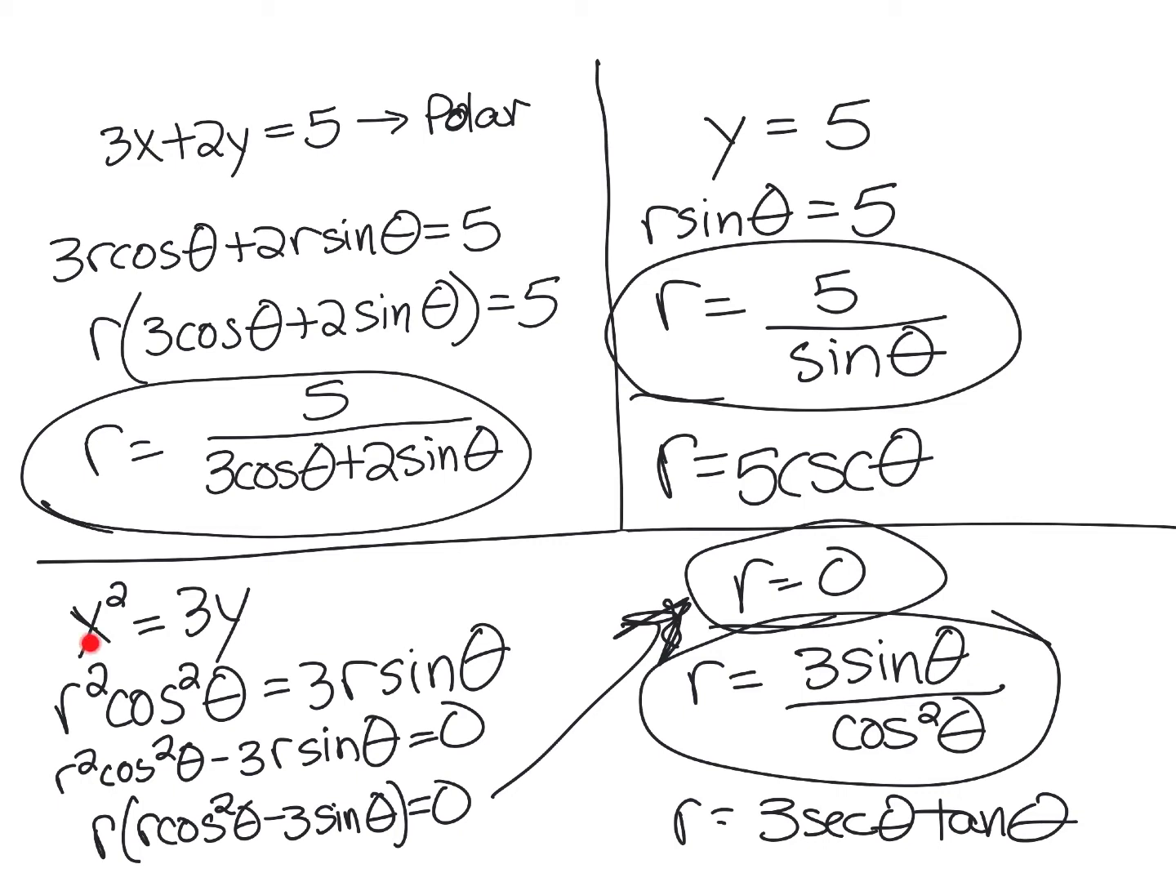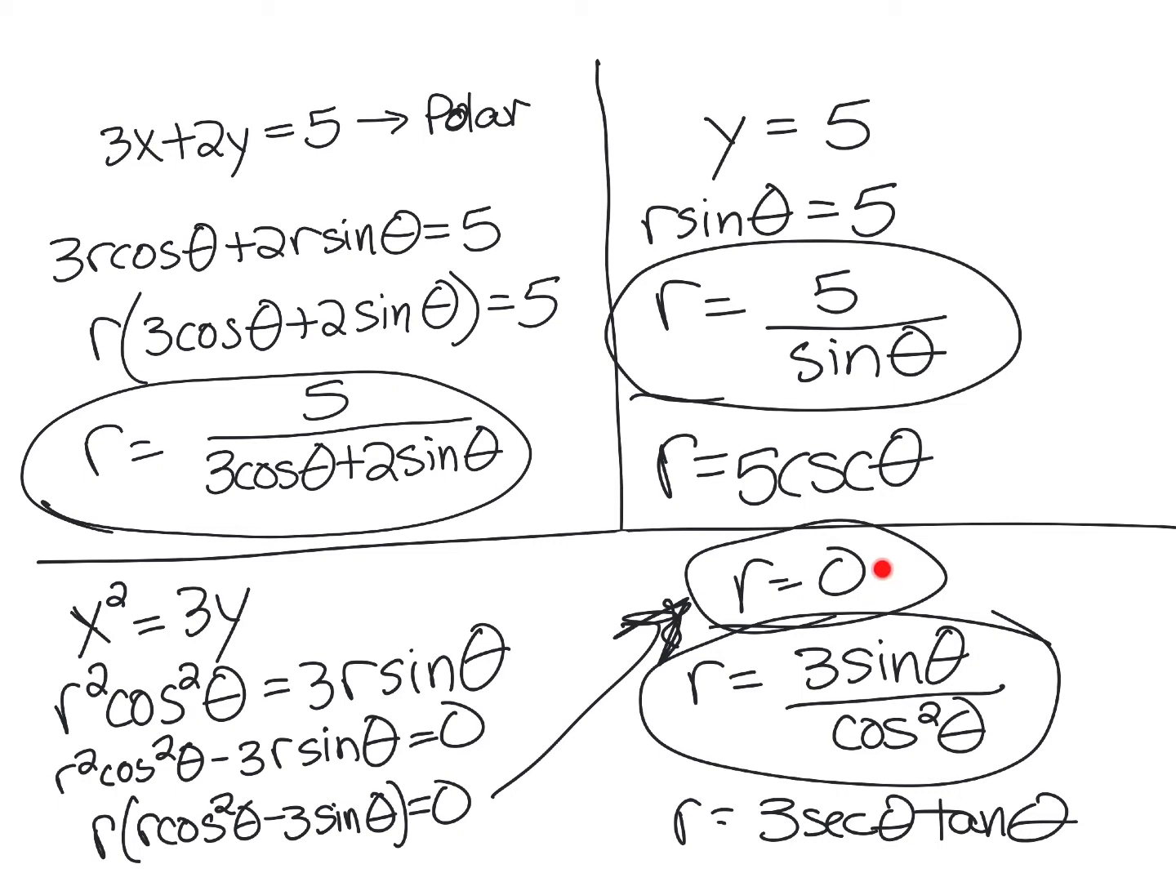Replacing x with r cosine gives me r squared cosine squared. Replacing y with r sine. Get everybody on one side, factor out the r. I'm going to get r equals 0, and I'm going to get this thing equals 0, which gives me that ugly piece of equation right there. And all I did down here was say sine over cosine times 1 over cosine. It gives me secant tangent.